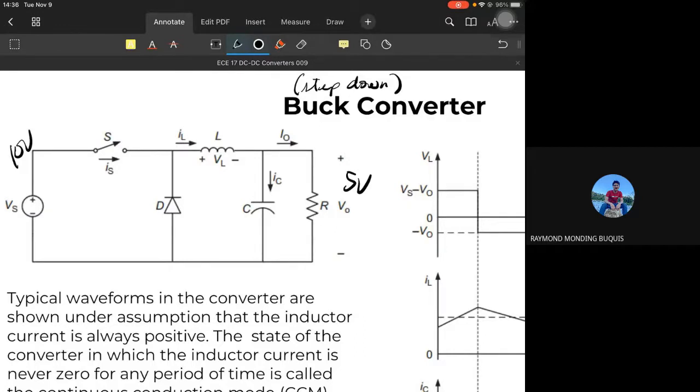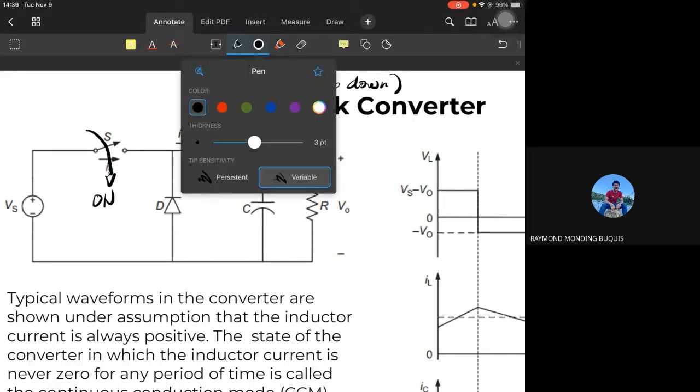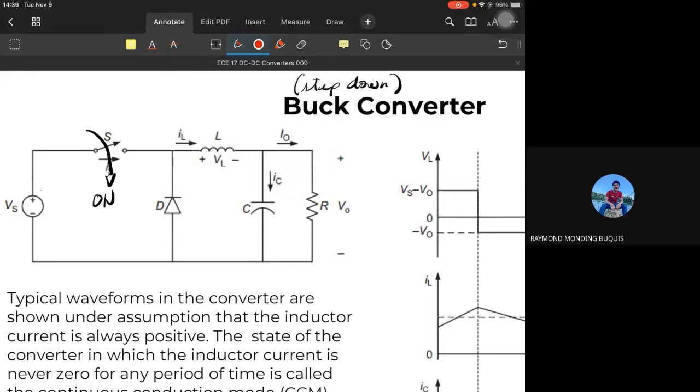50% duty cycle. So the duty cycle of the switch is 0.5. But the circuit operation is something like this. When the circuit is on, current will flow from the source to the circuit.